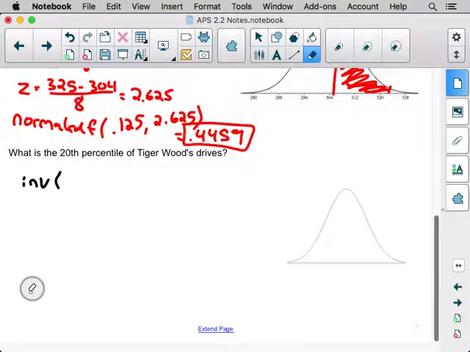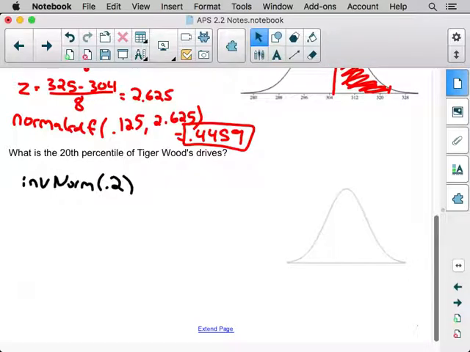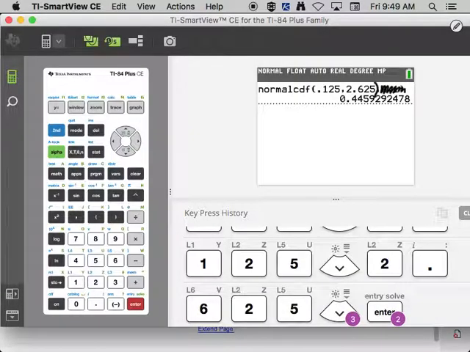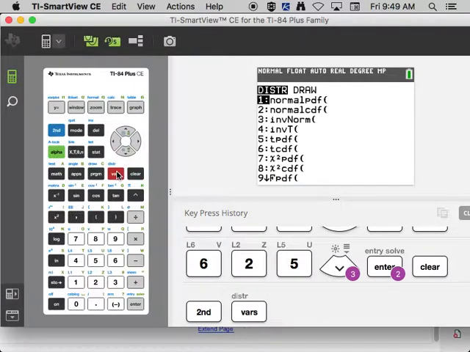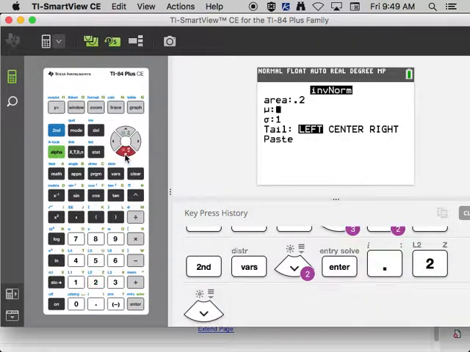So, I'm going to type in the calculator inverse norm, 0.2, because that's 20%. And then we're going to see what the calculator gives us. Isn't inverse norm in the same place as the other one, right? The normal CDF command. So if I know where normal CDF is, I know where inverse norm is. So under distribution, go to inverse norm. I know yours looks a little bit different. You don't have these same options as I do. You're only going to worry about typing in 0.2.